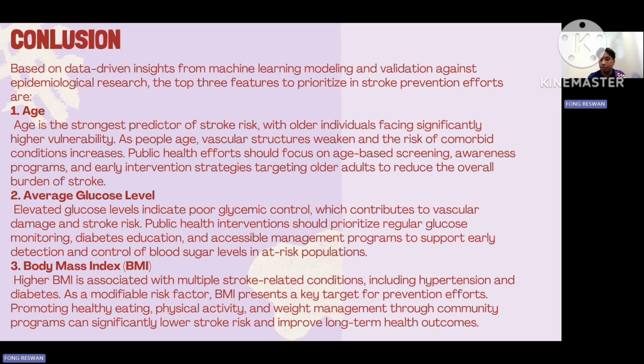The conclusion we can get from this project is based on data-driven insight. From the model we built, we conclude that age, average glucose, and body mass index are the top three causes of stroke. So these three should be prioritized in stroke prevention efforts by non-government organizations and also the government. So that's all from us.